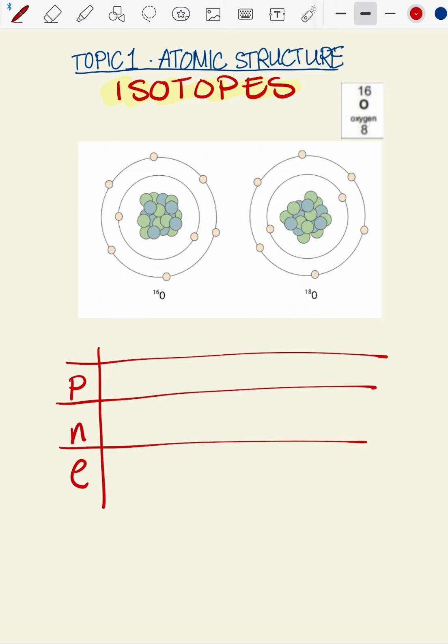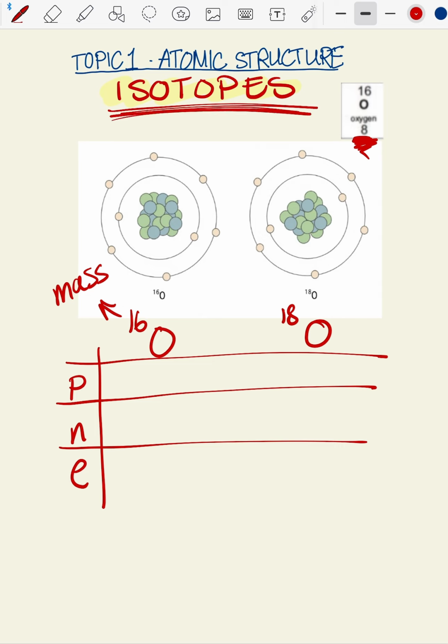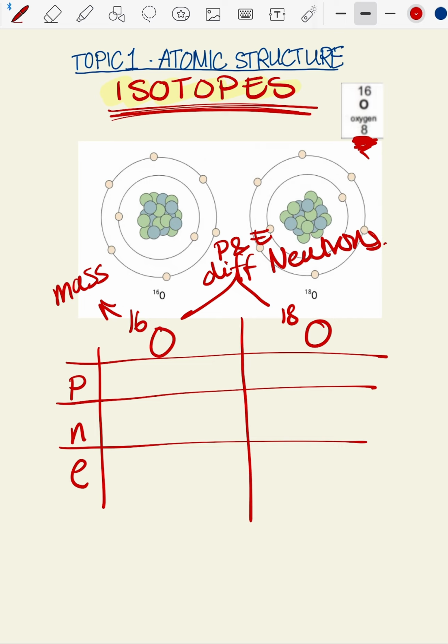So we have our oxygen 16. So this is the mass number of our oxygen actually. And just remember that the mass number tells you the number of protons plus the number of neutrons, and we have oxygen 18. And for both of them, the proton number will stay exactly the same, because just remember the definition of isotopes is that isotopes are atoms of the same element that have the same number of protons and electrons, but they have different numbers of neutrons. So your proton number in this case is going to stay the same, so it's going to be 8 protons for oxygen 16, 8 protons for oxygen 18.